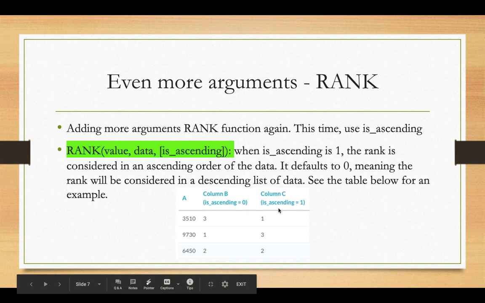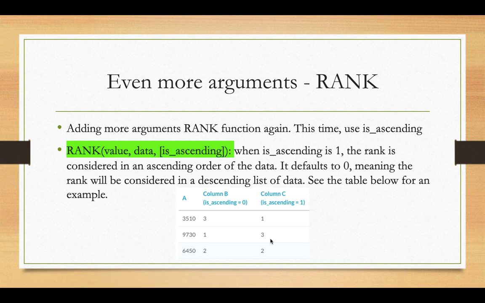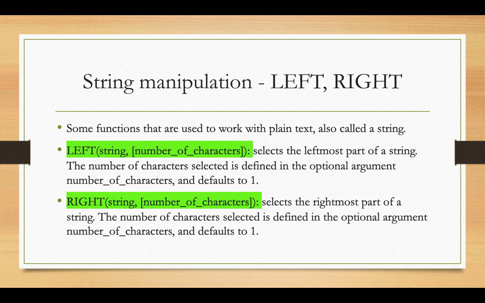When the ascending is 1, it is followed by the ascending order. So this gives the way of manipulating data in terms of finding the rank based upon the value in the arguments. And next is string manipulation, which is left or right.